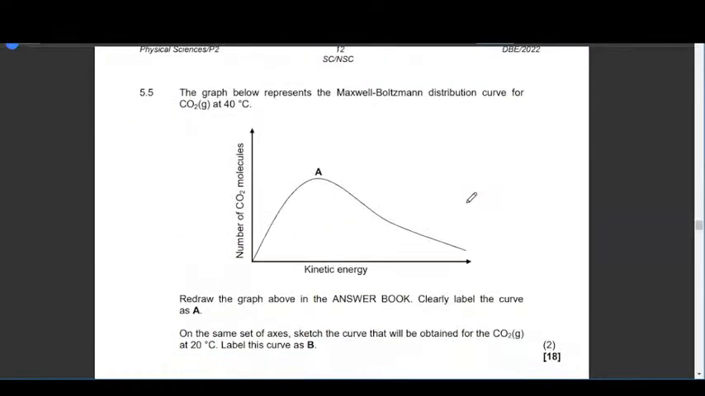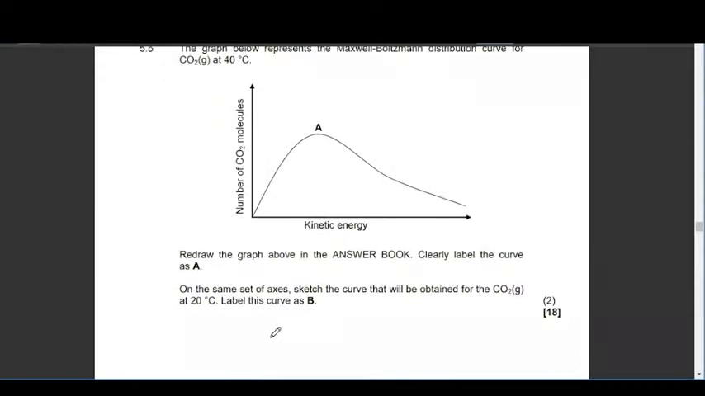So if you look at these questions, it's easy to answer these questions and we are able to get all the marks. Let's go to the last question of this section. The graph below represents the Maxwell distribution curve for carbon dioxide at 40 degrees C. They're saying that redraw the graph on the answer sheet and label it A. On the same axis, sketch the curve that will obtain carbon dioxide at 20 degrees C. So it's happening at 40.